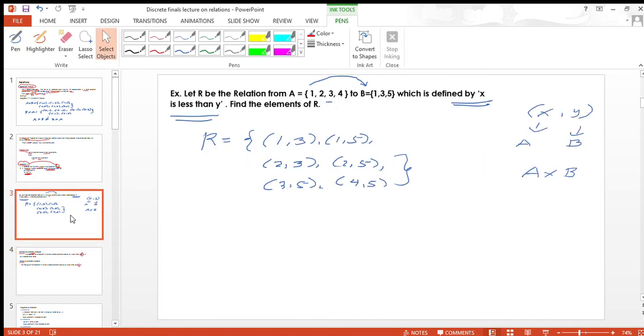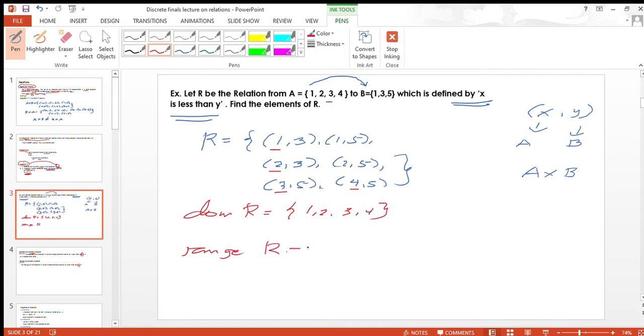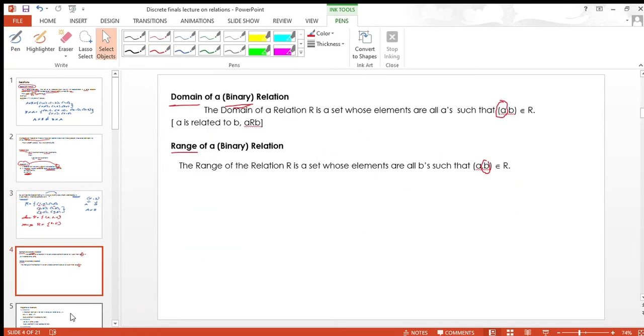So if we go back to this example here, the domain of your relation R will now be 1, 2, 3, 4. Where did I get those values? 1, 2, 3, and 4, considering all the first elements. Now, if we want to get the range of R, we just get the second elements, 3 and 5. So the domain and the range.